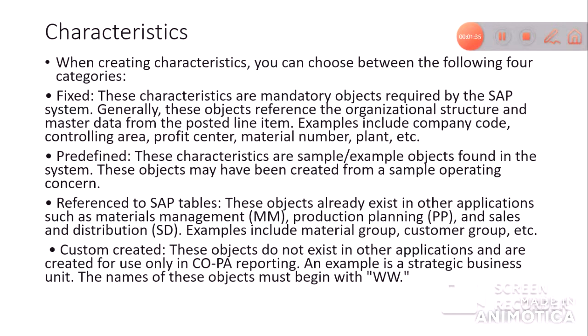The fixed characteristics are mandatory objects required by the SAP system. Generally, these objects reference the organizational structure and master data from the posted line item. Examples include company code, controlling area, profit center, material number, plant, etc.